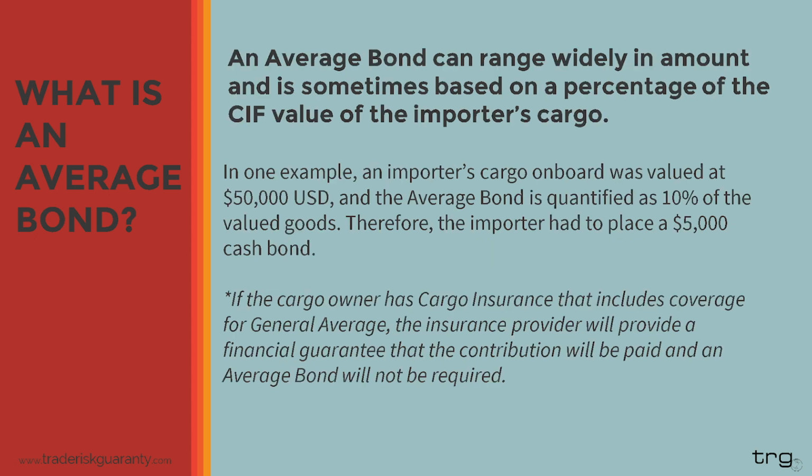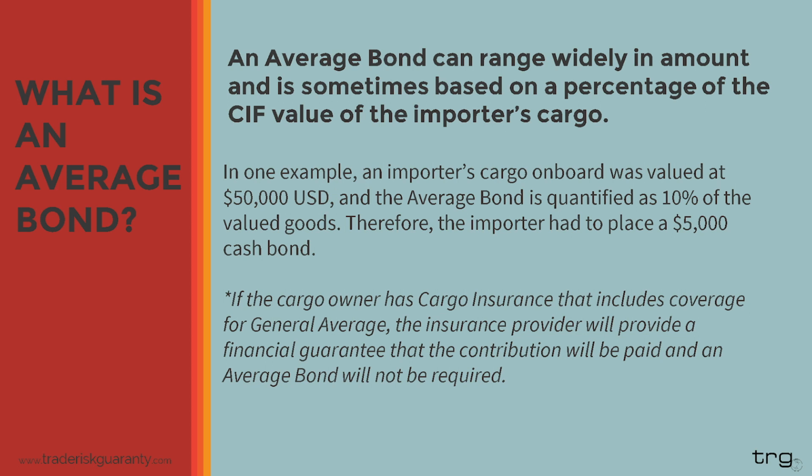Now, the monetary amount required for the average bond can range wildly, but it is often determined based on a percentage of the CIF value of the importer's goods. In one past example, an importer's cargo on board was valued at $50,000, and the average bond was quantified as 10% of the valued goods. Therefore, the importer had to place a $5,000 cash bond before they were able to claim their goods off the ship.